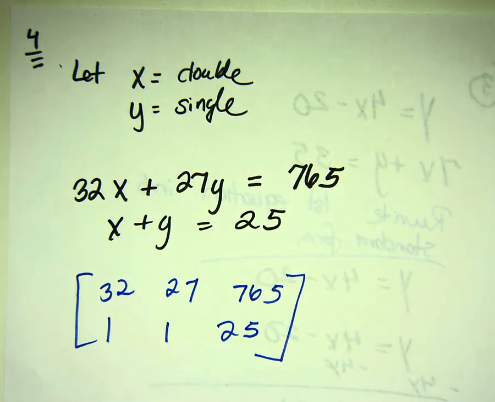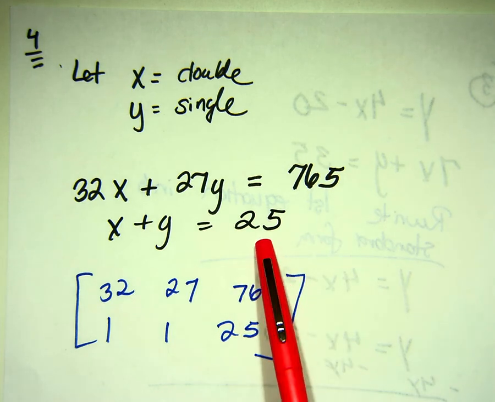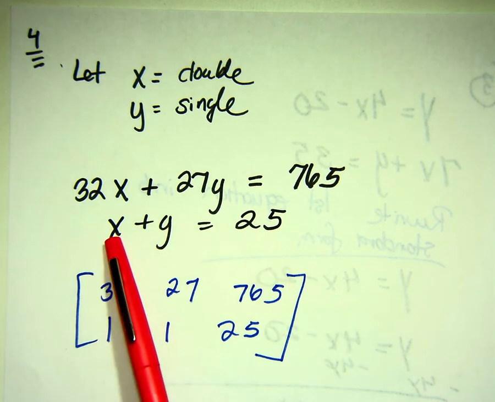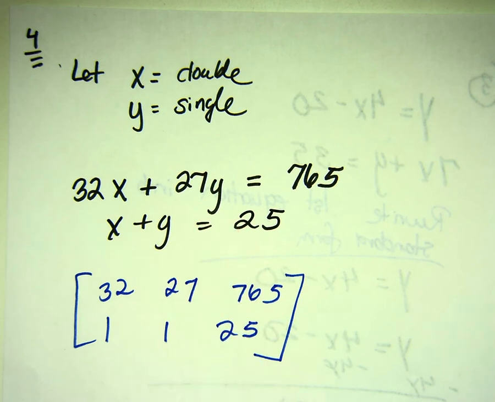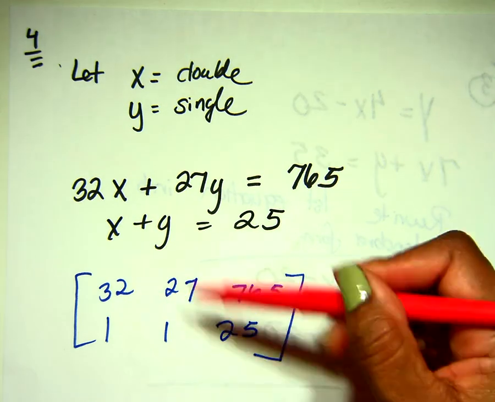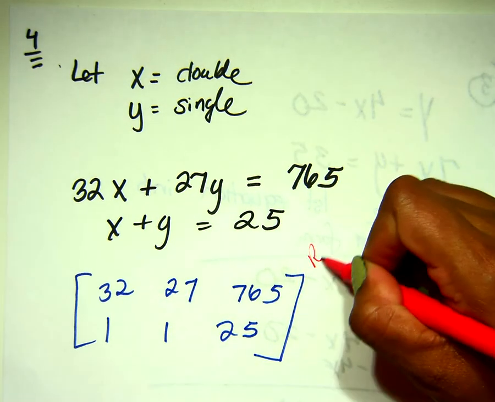Also in the problem, your second equation was dealing with the number of rooms. So you had a total of 25 rooms that were rented that day, meaning that you had x for your double rooms and y for your singles. If you can see the different colors, and I sincerely hope you can, this part right here, you're going to rewrite as a matrix.